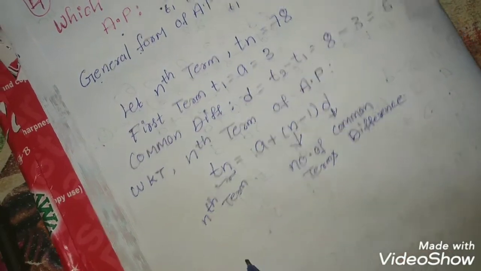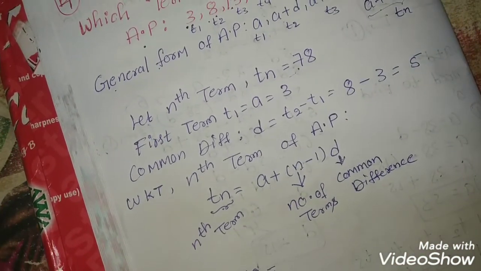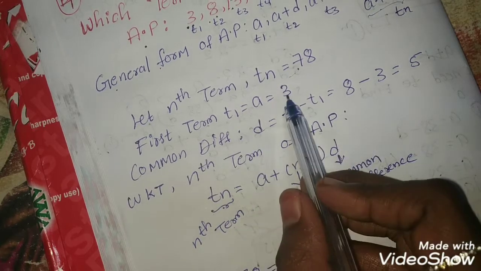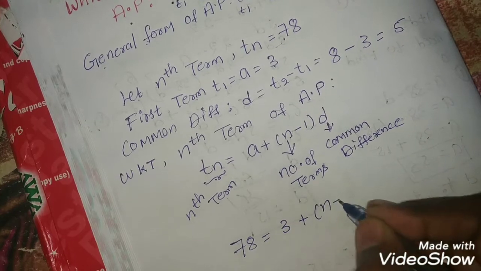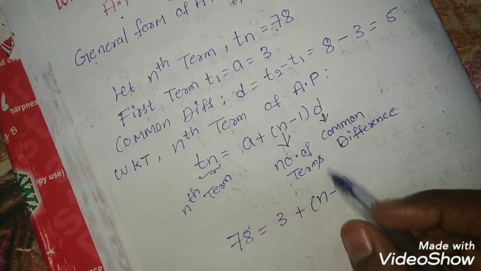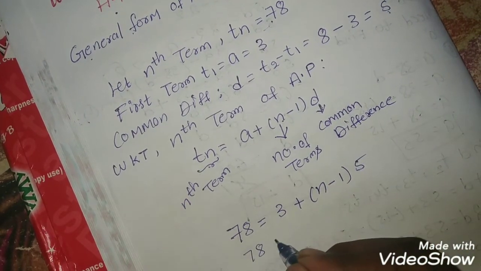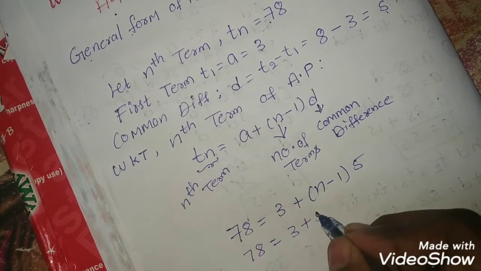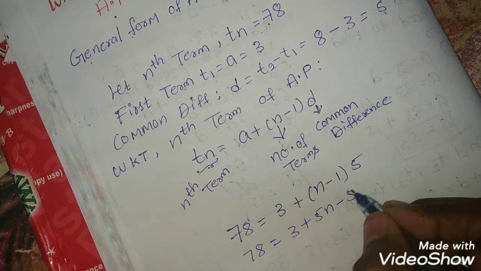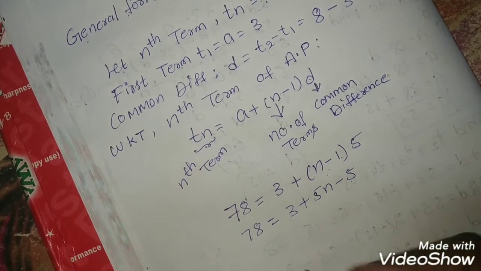What is Tn here? Already Tn is equal to 78. Write down 78 is equal to a, which is 3, plus n minus 1 into the common difference, that is 5. So 78 is equal to 3 plus 5 into n minus 1. Multiply 5 to the inside, so we get 5n minus 5.